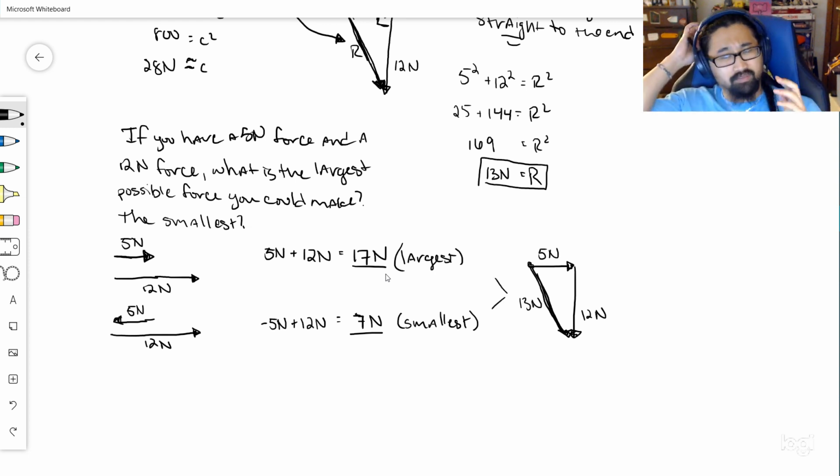So again, these are just kind of loose ends. I didn't really know how to classify this, but there's a potential that I might ask you in the future, what's the biggest or what's the smallest? Which of these forces could you make if you have these original forces? And it just has to do with if you add them together straight up, that's the biggest thing you can get. If you subtract them from each other, that's the smallest thing you can get.